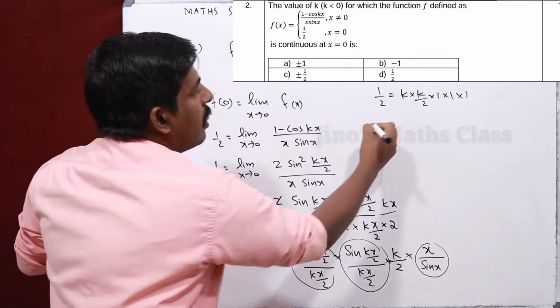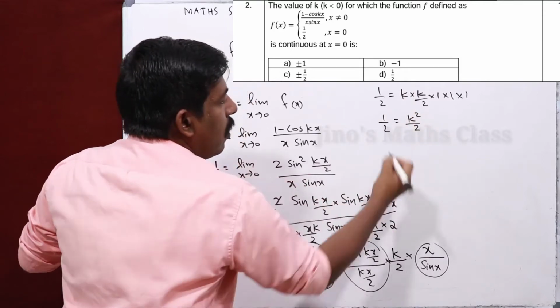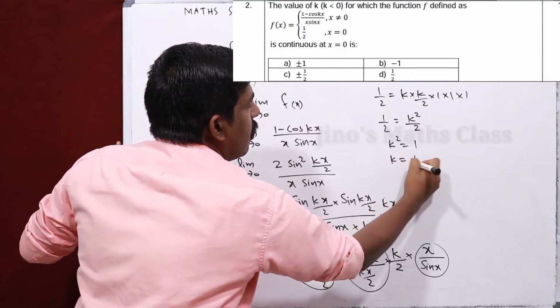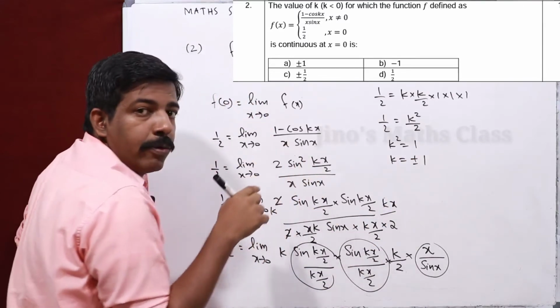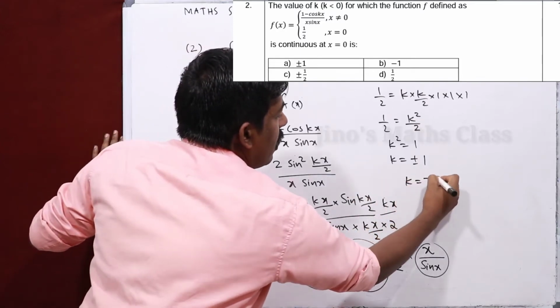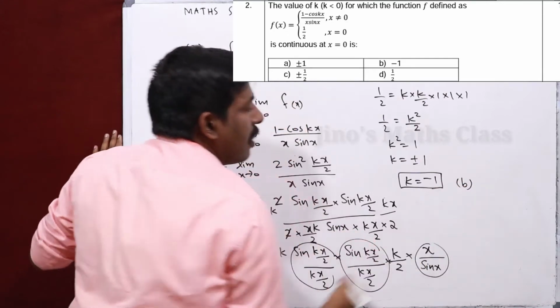So what we are getting now is 1 by 2 is equal to k square by 2, or we can say k square is equal to 1. When we simplify, we get k is equal to plus or minus 1, but in the question it is given k less than 0. That means we have to take only negative 1 as the value of k. So option B is the correct answer.